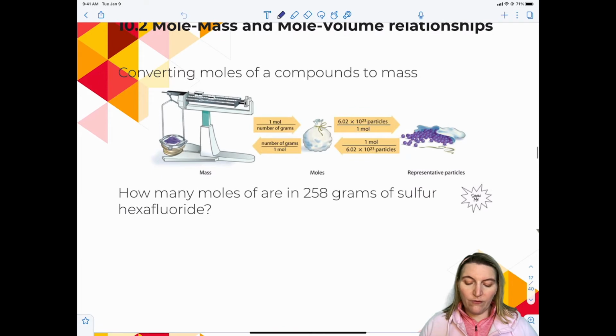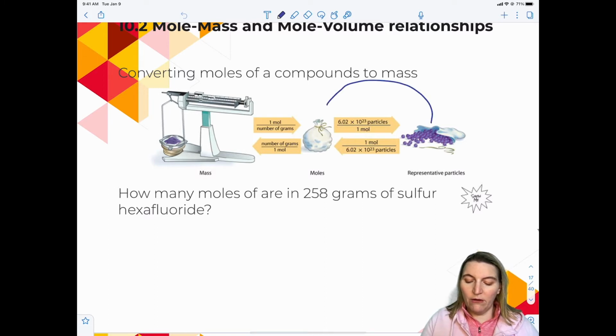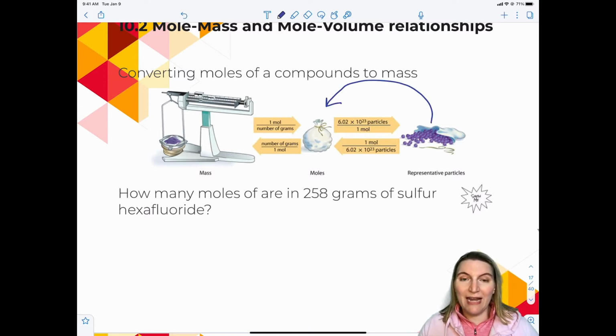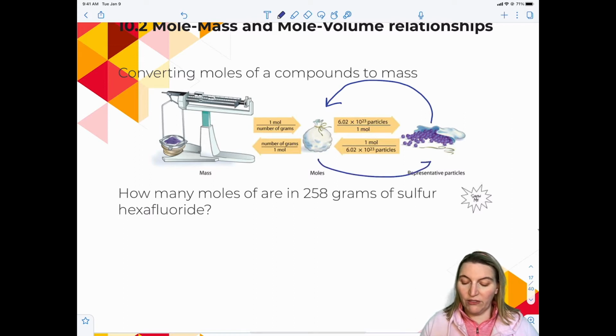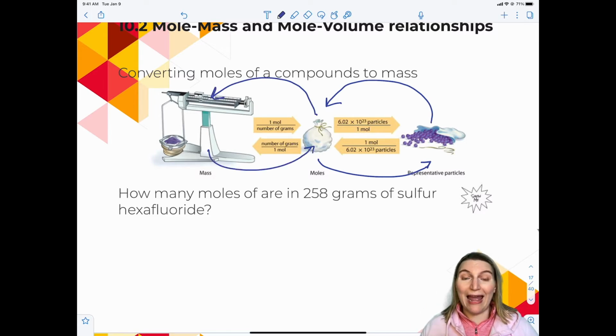So what we learned in the very first part of this chapter was going from particles to moles, and vice versa. And then the next thing that we learned was going from moles to grams and grams to moles. But we've only practiced that with elements. So we haven't practiced that with the molar mass of compounds. So that's the first thing that we need to do here.